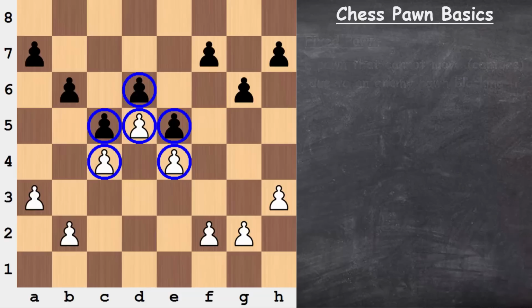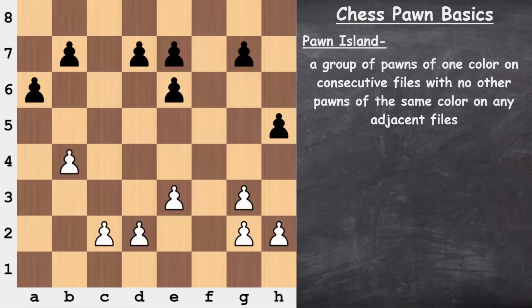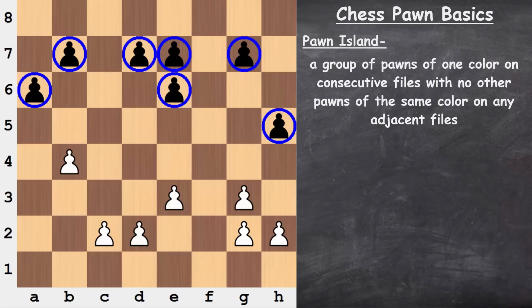Let's have a look at now a pawn island. A pawn island is a group of pawns of one color on consecutive files with no other pawns of the same color on any adjacent files. That's a little bit messy of a definition there. Let's just see what it looks like. Pawn islands. Black has 3 pawn islands. He has a group of 2 highlighted right here. He has another pawn island, a pawn island of 3, and a pawn island of 2. In total, Black has 3 pawn islands, whereas White has 2 pawn islands.